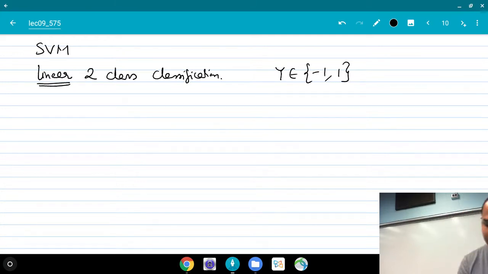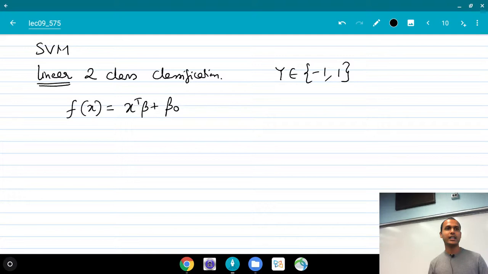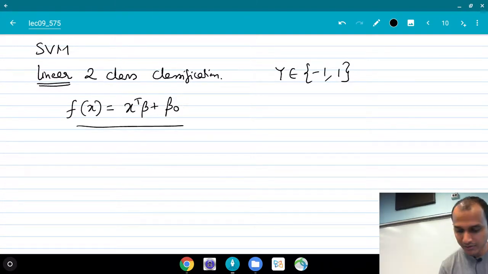It's going to be a linear classifier, which means that we're going to look at a function f of x, which is going to be something like x transpose beta plus beta naught. I'm explicitly calling out the intercept beta naught, so you're not actually adding an all-ones feature into your feature vector. So linear because we're going to consider functions like this.